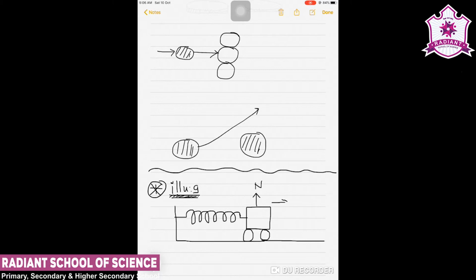Now the spring has an extension, giving a force kx in the right-hand direction, and due to friction, the force acting is mu mg, that is a frictional force acting on it. Here the surface has some friction. We explain that as given in example number 8.